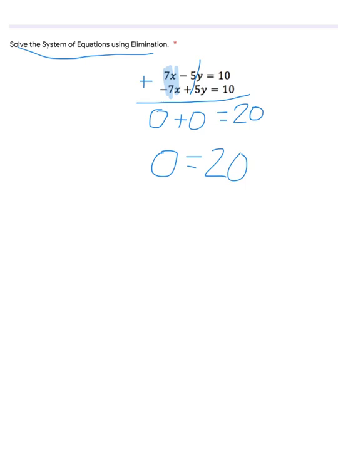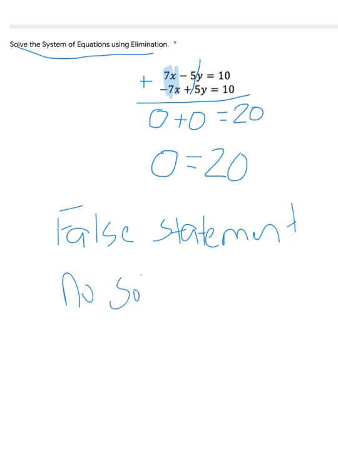Now this is a special case. Our variables, both x and y, canceled out, and we're left with a false statement. It is important to note it's a false statement, and remember, if both your variables cancel out and it's a false statement, your answer would be no solutions.